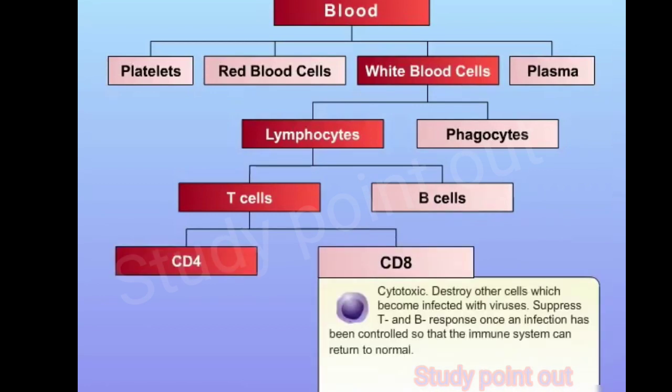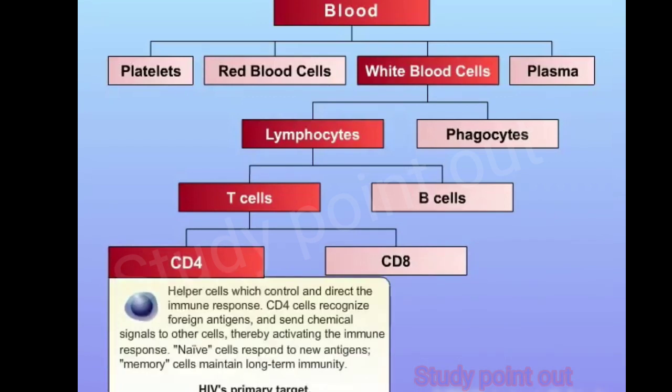The CD8 cells are referred to as cytotoxic T lymphocytes. These are cells that can destroy other cells, which in fact become infected by viruses. They can also suppress the T and B cell response once an infection has taken place, so that the immune system can be enabled to return to normal status.